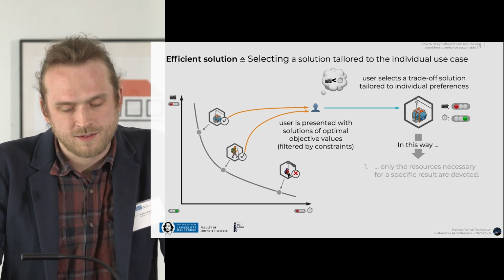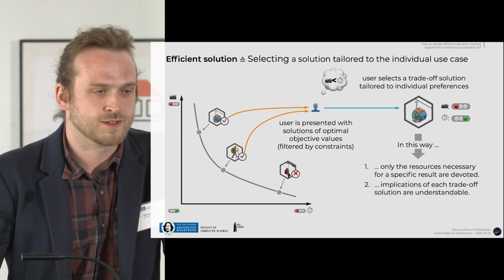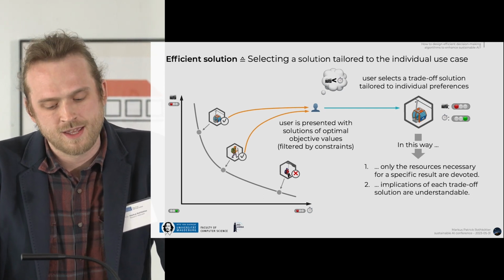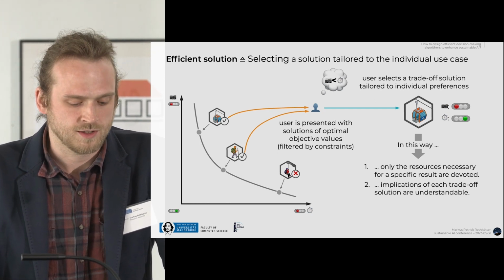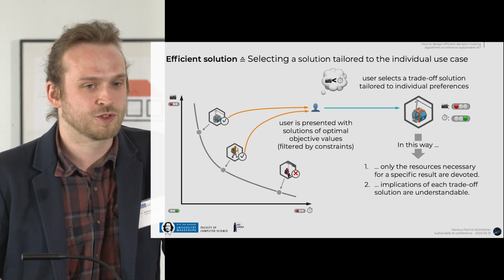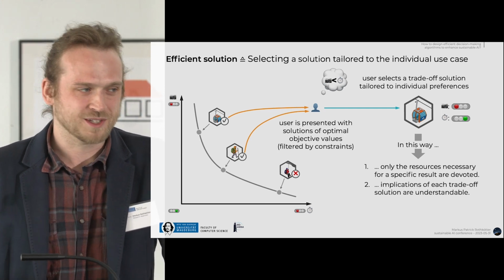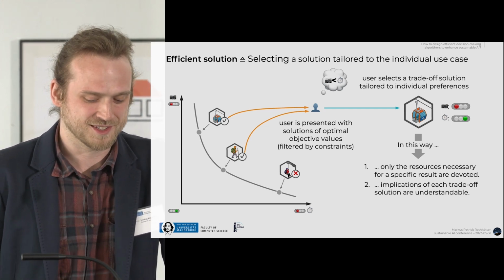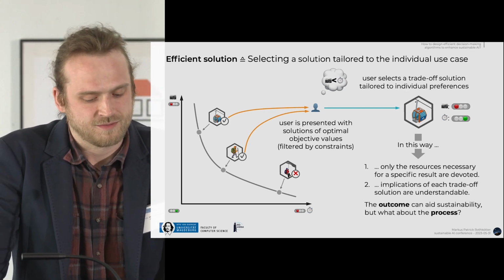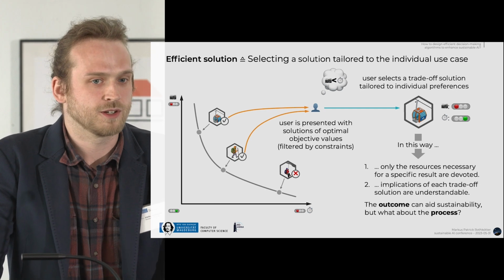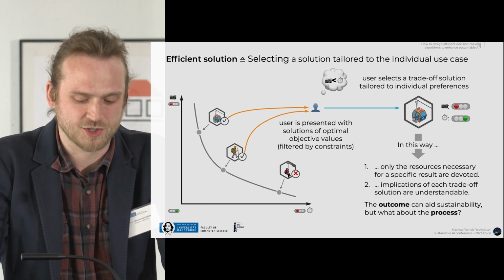And in this way, we have two benefits. First of all, we only devote the resources needed for a very specific result. And secondly, we can understand the implications of trade-offs. So when we say we want better photos, we have to put in more effort. Keep the example of the mountain in mind. We'll come back to it later with respect to sustainability. But the bottom line of this type of optimization is we have an outcome which can aid sustainability, but what about the process of generating these options?